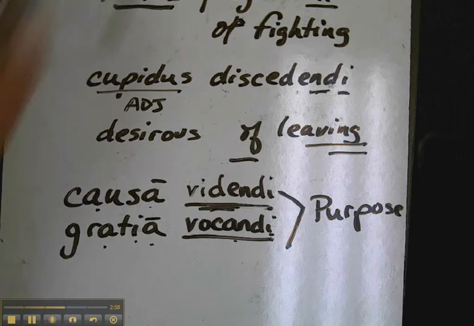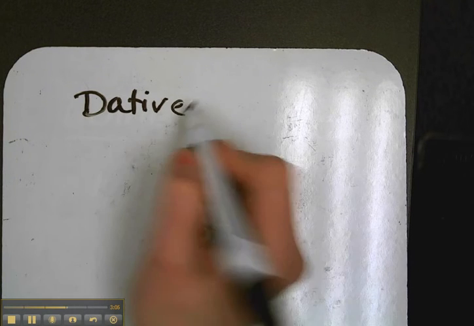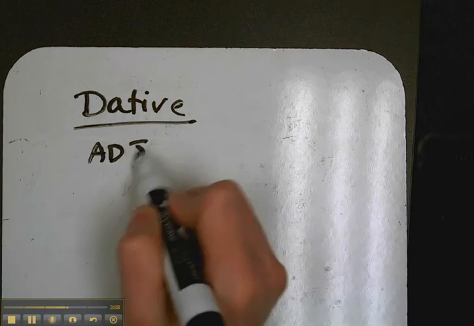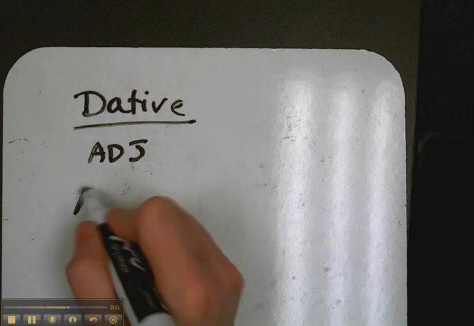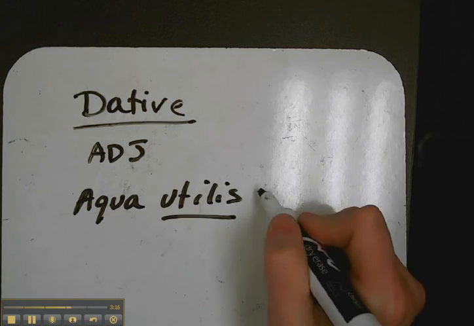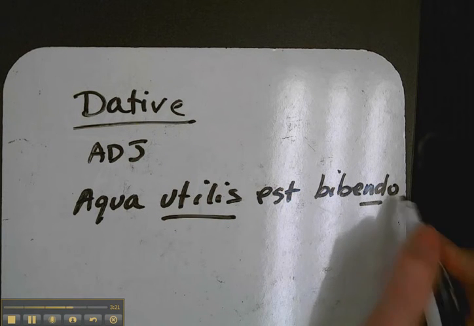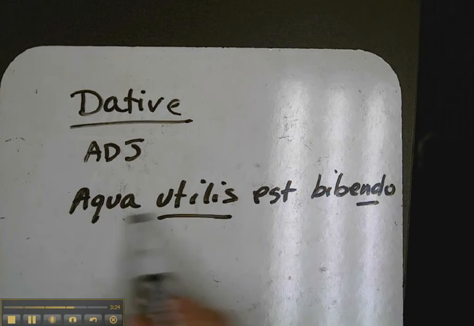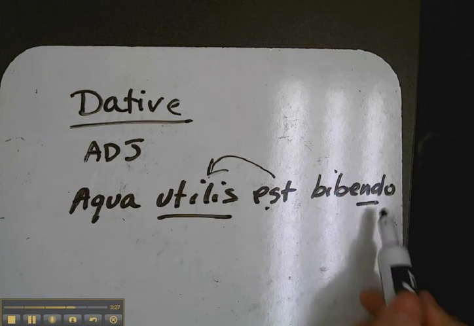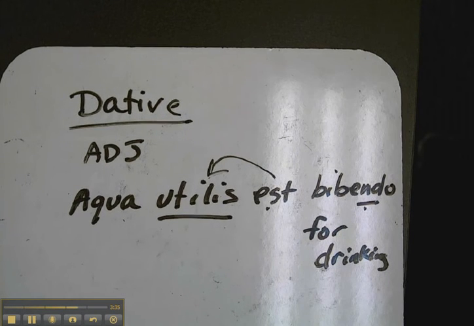Okay, the next use is dative. It is rarely used, just so you know. And it's used sometimes with adjectives that take the dative. For example, aqua utilis, that's our adjective, est bibendo. So here's our gerund in the dative. So water is useful for drinking. So it still translates dative, to or for, drinking. Okay. Again, you won't see it that often.